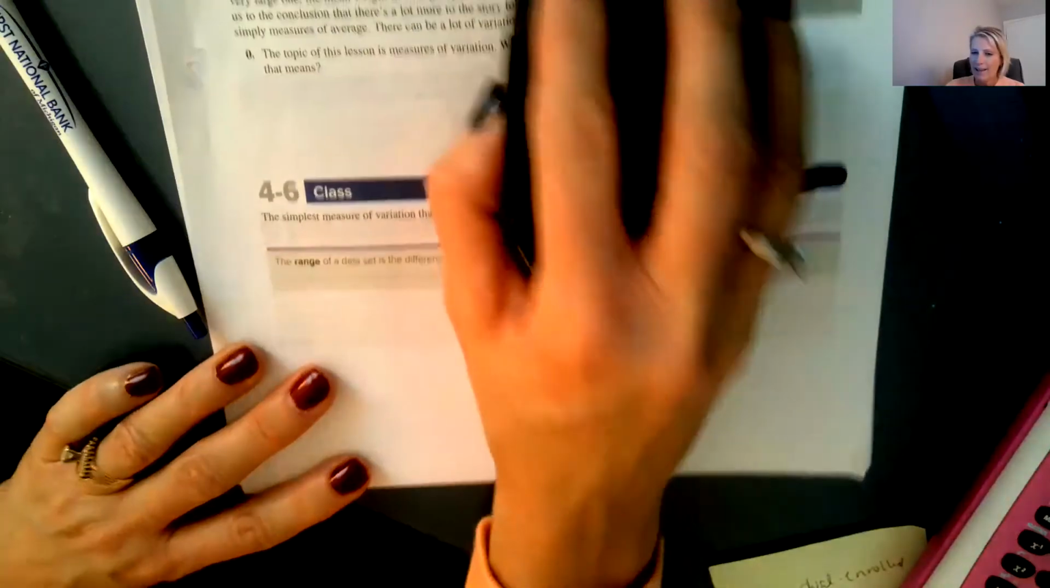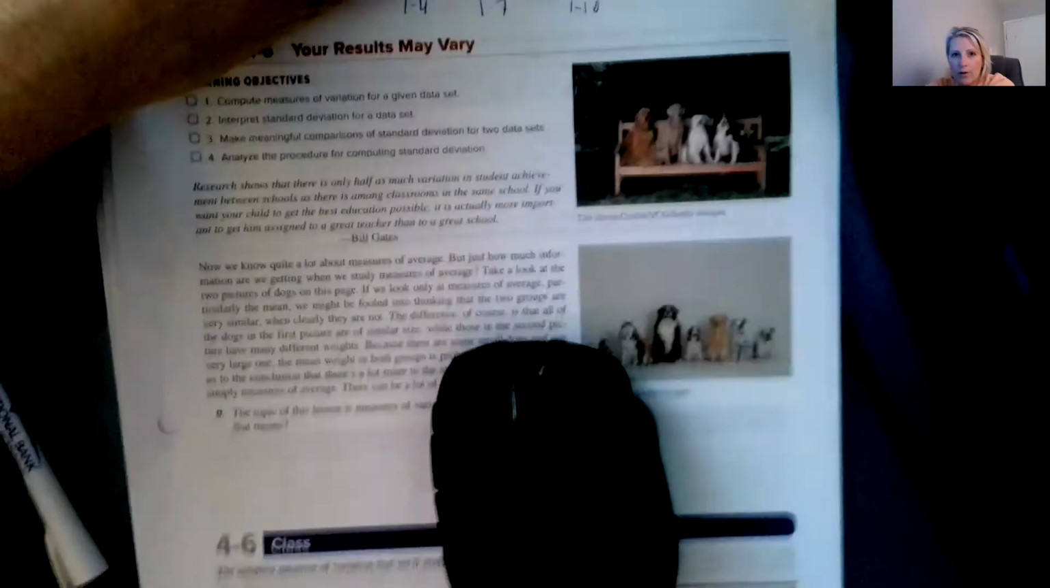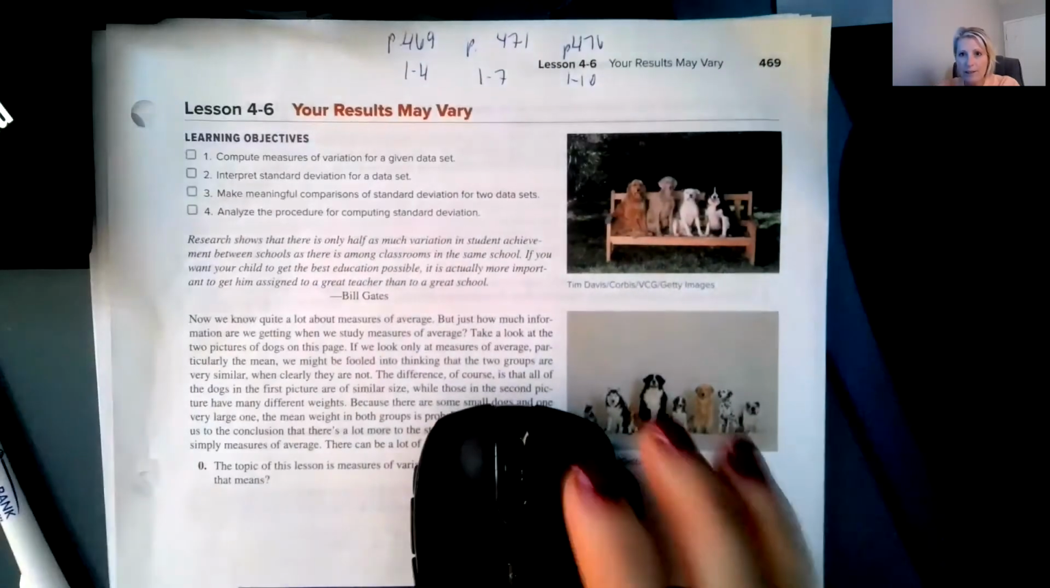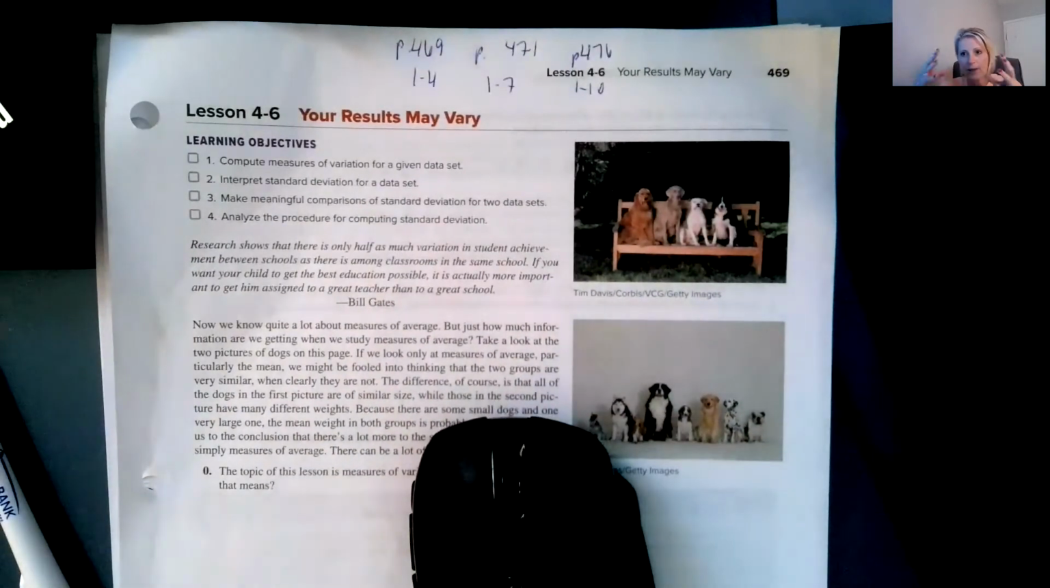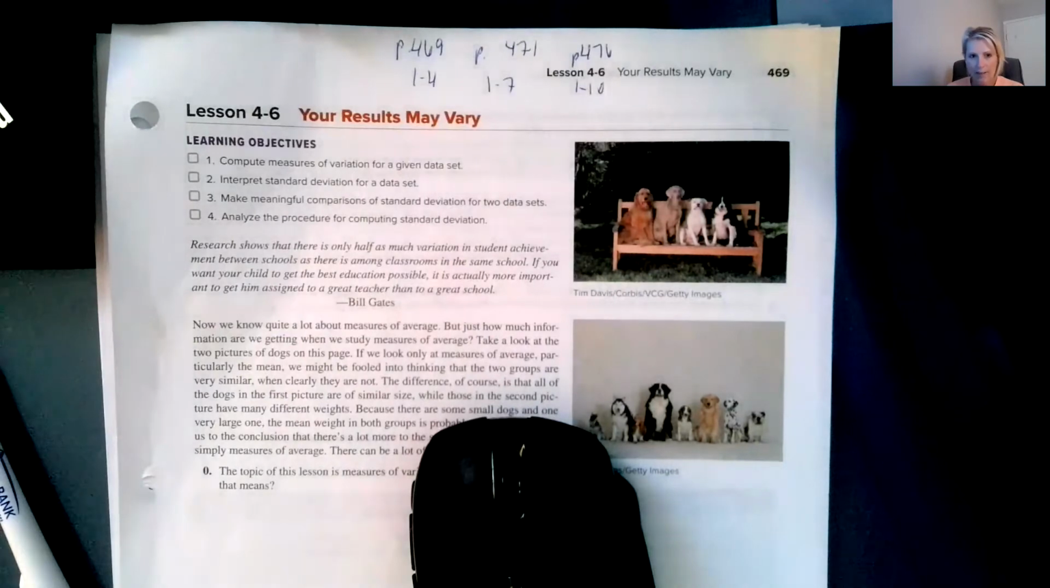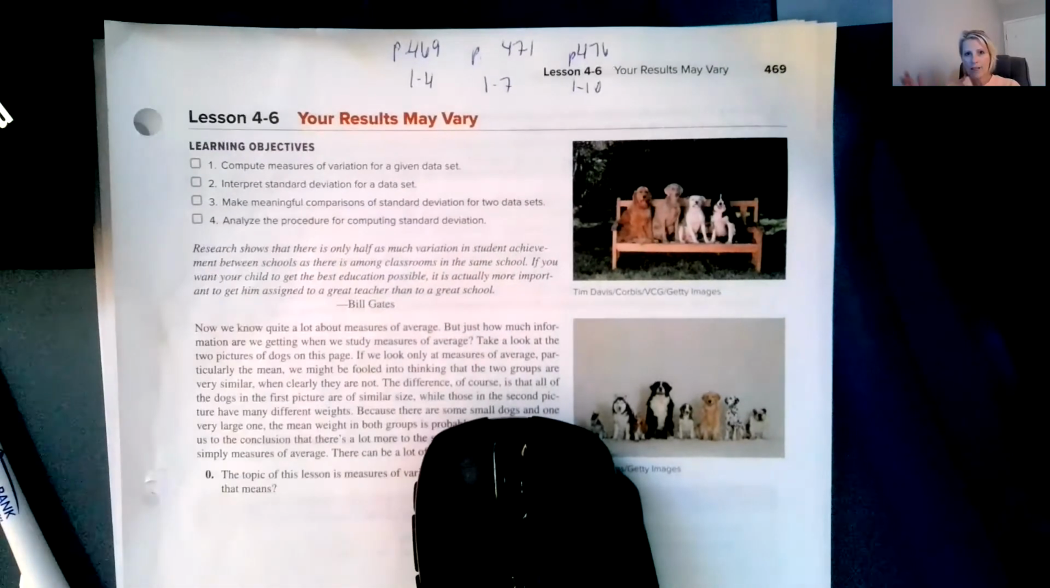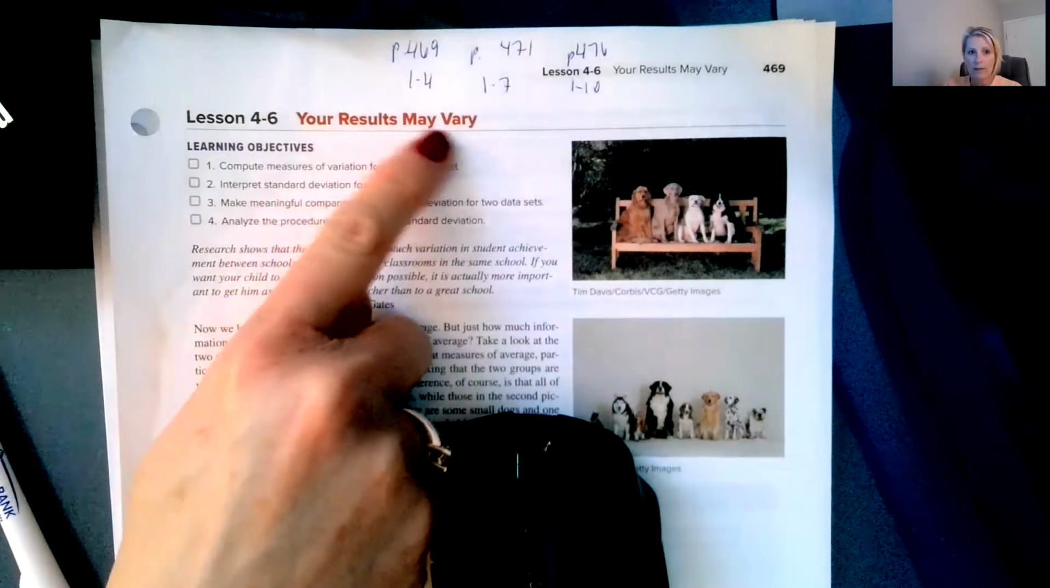Hello, good afternoon. Today we're going to work on lesson 4.6. In lesson 4.5, we talked about measures of center and where the center of our data is. We talked about the mean, the median, and the mode, in a couple different ways. Now we're going to talk about how our data varies from each other. So it says your results may vary.